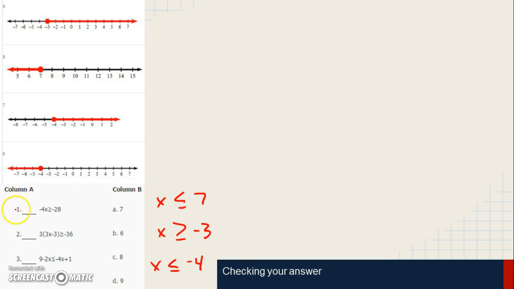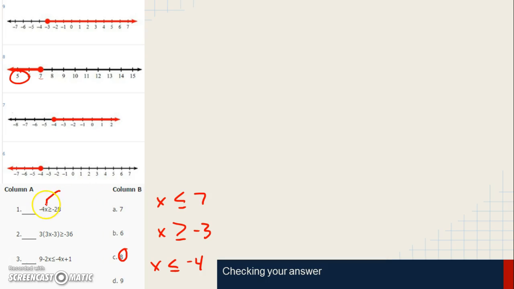So what I'm going to do is just quickly check. So if I think that number 1 is in fact 8, what I'm going to do is take a number from that number line other than the number that is right there. I'm going to take 5 and I'm going to put it in for x, and I'm going to see if it actually comes out true.